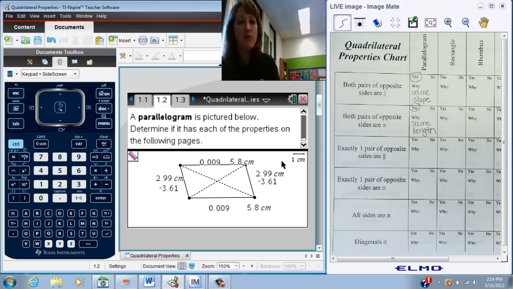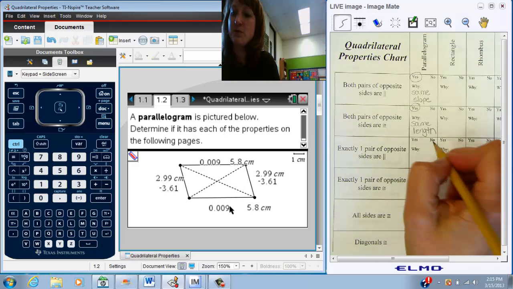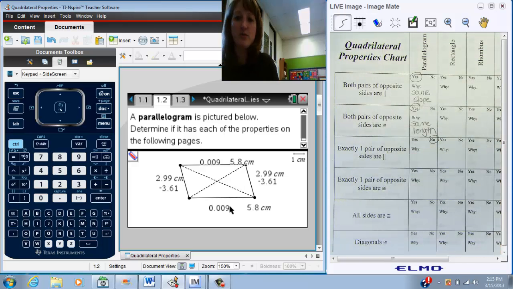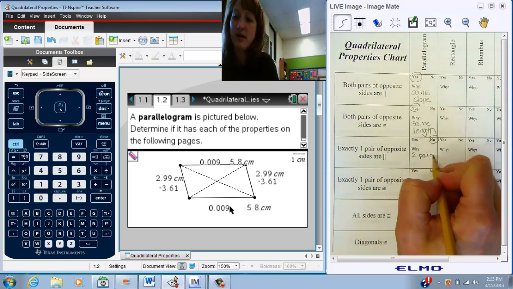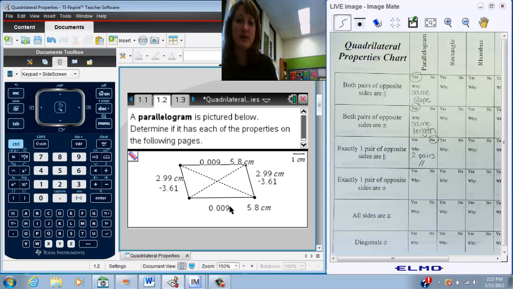Now, is exactly one pair of opposite sides parallel? Well, we already kind of answered this one. We found the slope of all four sides, and we saw that both pairs of opposite sides are parallel, so we can't have exactly one pair if we have both. So this one would be a no. And the reason why is that we have two pairs of opposite sides that are parallel.